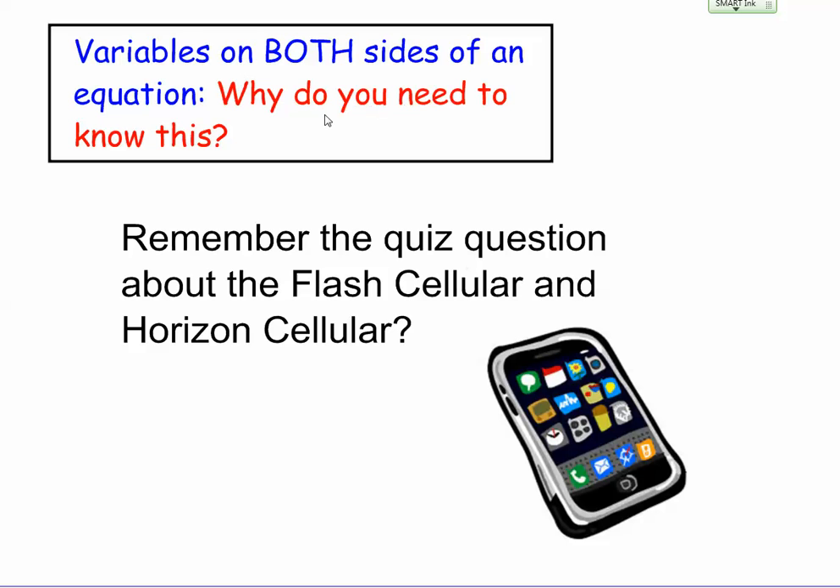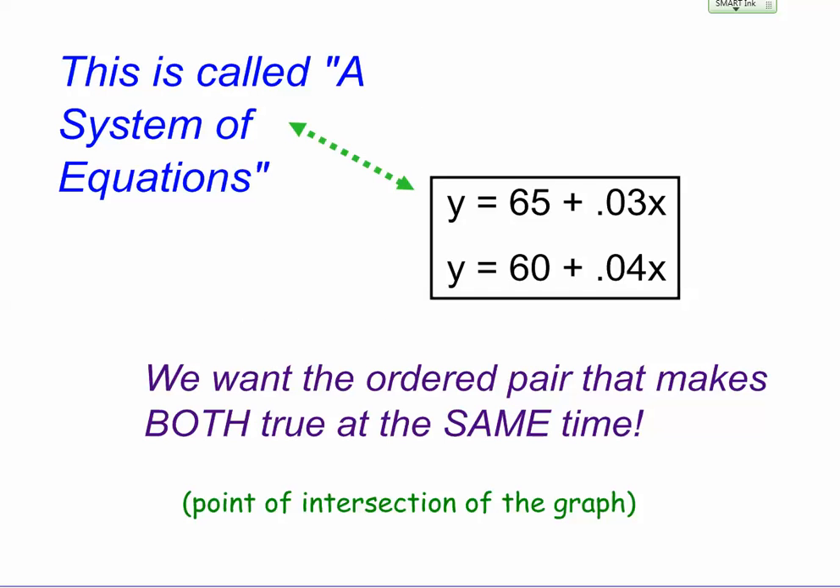So I wanted you to learn today about why you need to know how to solve an equation when you have variables on both sides, and how that relates to real life. So today we looked back at your last quiz where you had to figure out the breaking point when Flash Cellular and Horizon would cost the same amount of money, which is a real life problem.